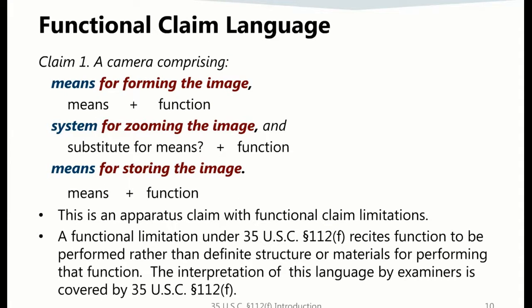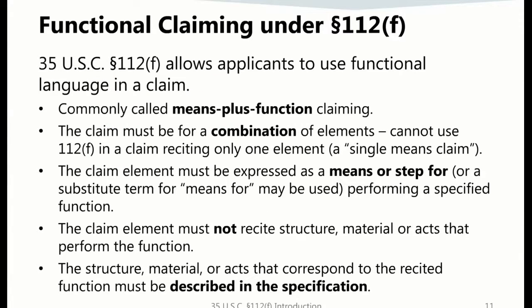The claim shown on this slide is an apparatus claim having functional claimed limitations. 35 U.S.C. 112(f) defines how this language is to be interpreted. These types of claims are commonly called means plus function claims.